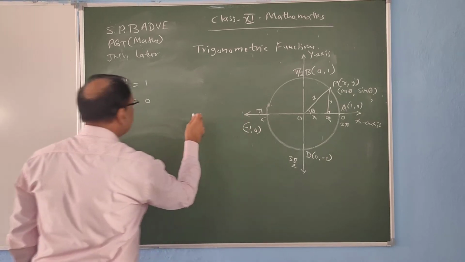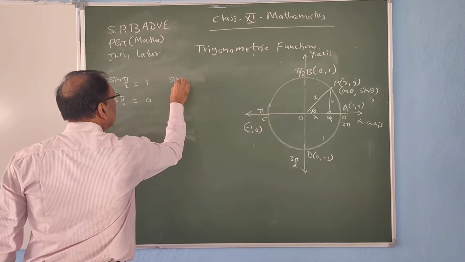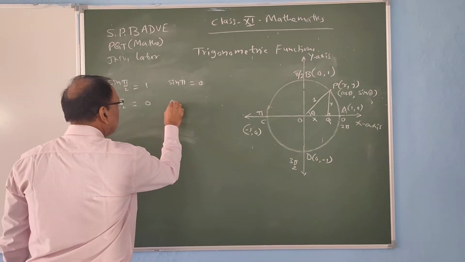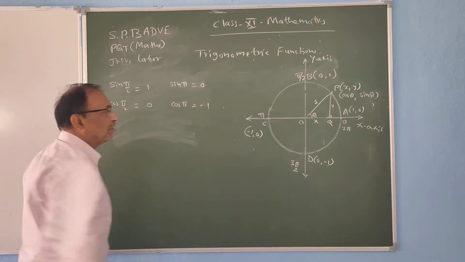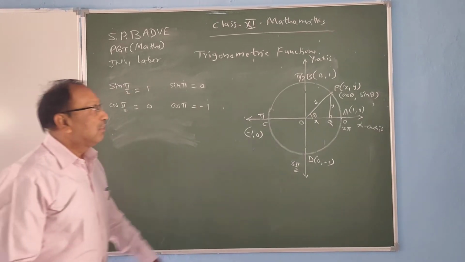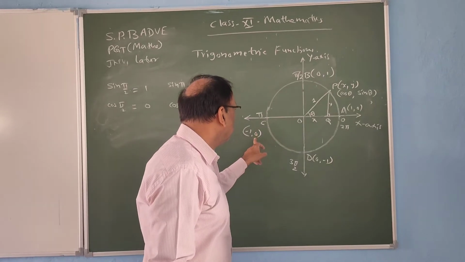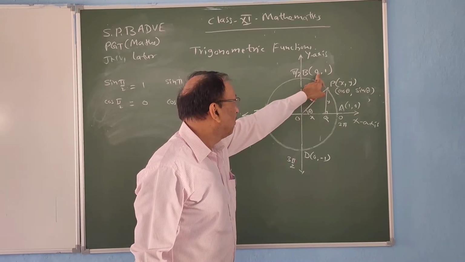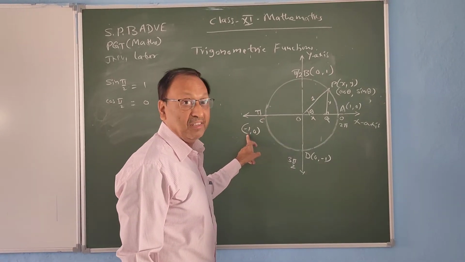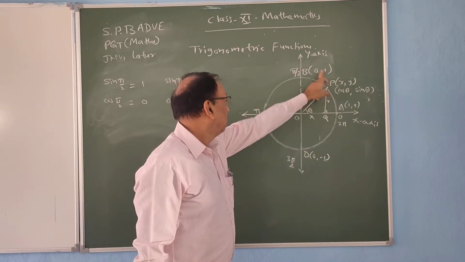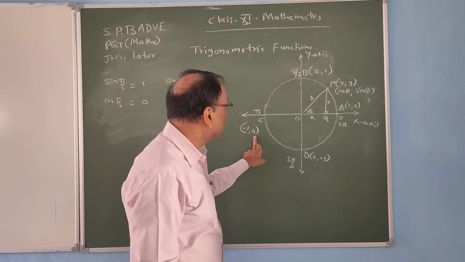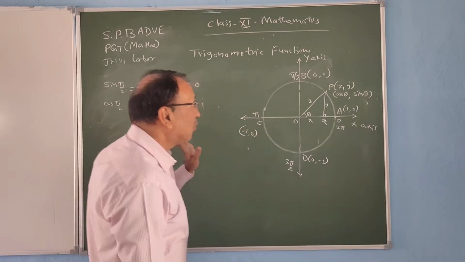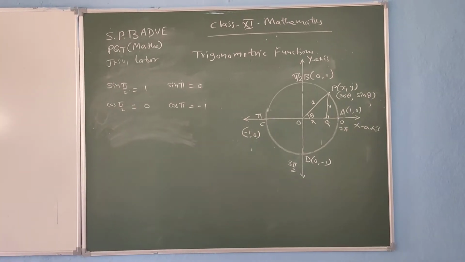Now here, what happened? Sin pi is 0, and cos pi is minus 1. Then what can we conclude? Sin goes from 1 to 0, decreasing, and cos goes from 0 to minus 1, again decreasing. So in the second quadrant, sin is decreasing from 1 to 0, and cos is also decreasing from 0 to minus 1. So both sin and cos functions are decreasing in the second quadrant. Okay.